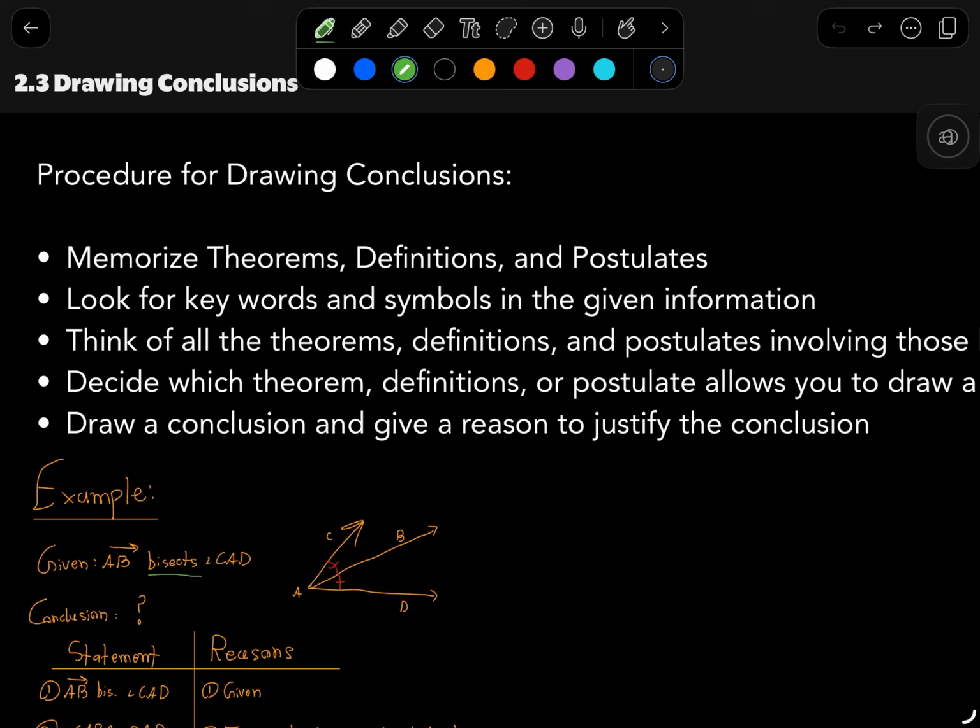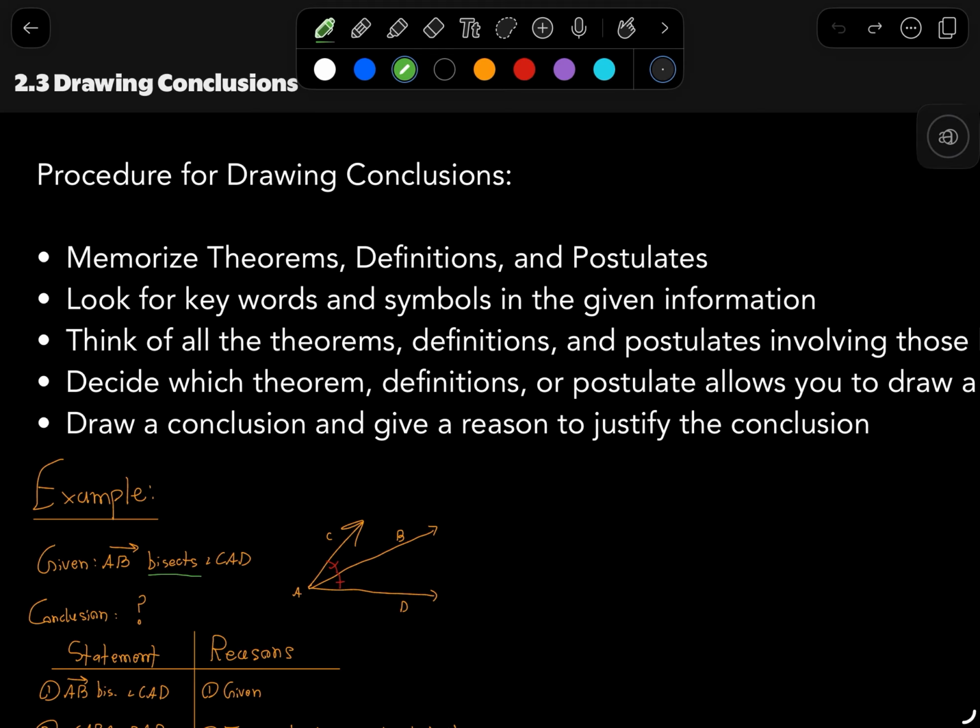So the first thing is you have to memorize theorems. I've been telling you this for the past several videos. Make sure you know the theorems. That's the first thing you can do to help maximize your potential for being able to complete proofs. So just memorizing theorems, definitions, and postulates, which of course I will cover in these lessons.